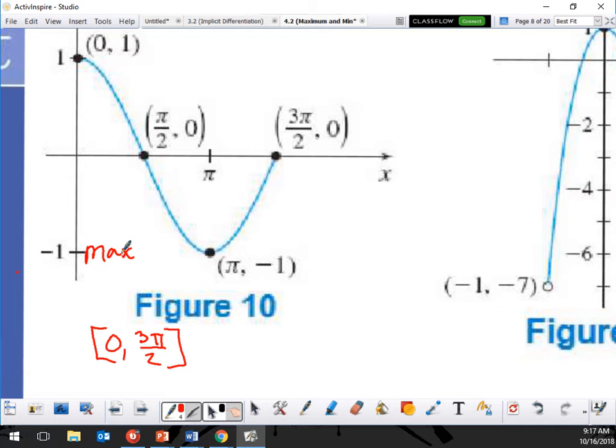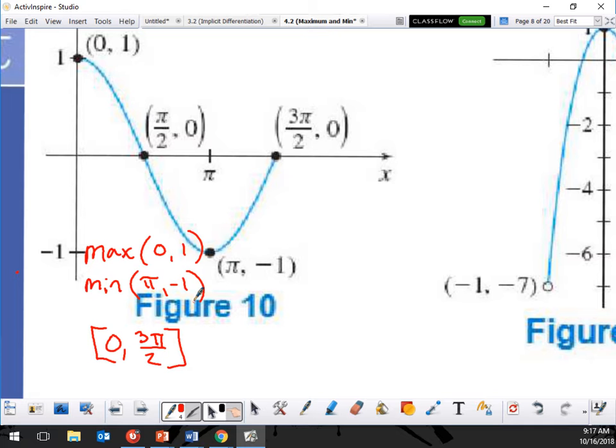At 0, comma 1. Okay, minimum. Pi, comma, okay, there we go. And parentheses, because those are points there. Those are my points.